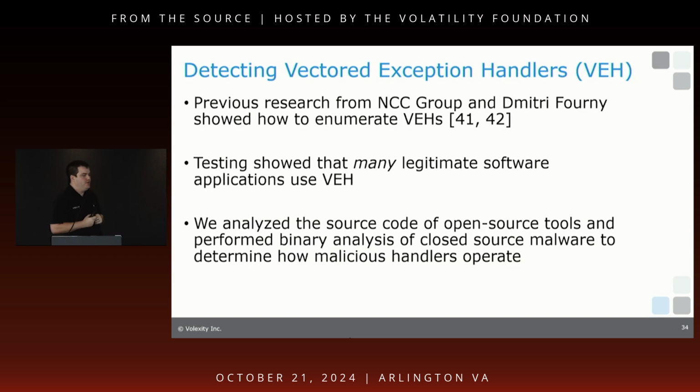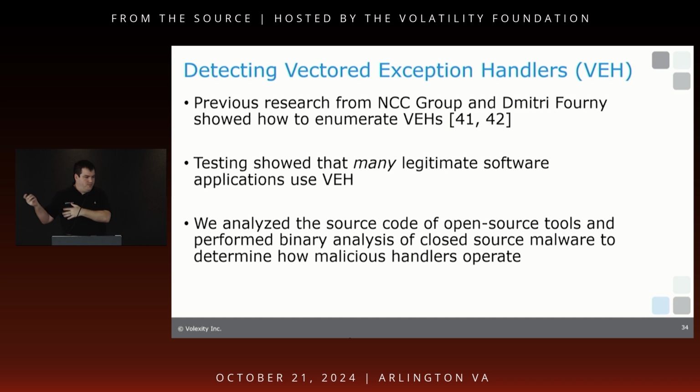Okay. So we want to be able to detect these. First, we have to be able to enumerate vectored exception handlers. I looked at this for literally like 1 minute in IDA, and it was horrible. So I just Googled, and there were 2 awesome resources. NCC Group, a big consulting company, had a write-up on how to do this up to Windows 8. And then Dmitry Fornay, another researcher, wrote about it for Windows 10.